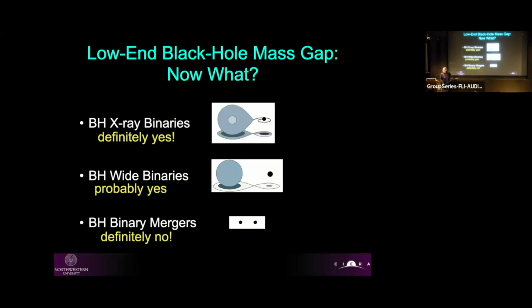Okay, so when you have an observation of a low mass black hole, it's hard to argue they're not there. So then the obvious question is, why are they not there? So that's the rest of the talk.